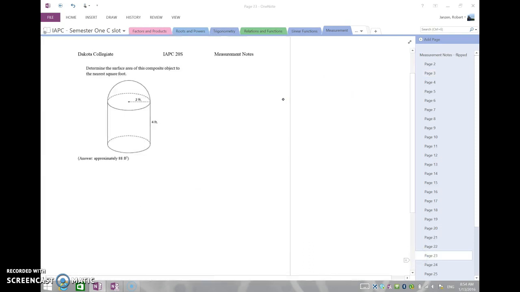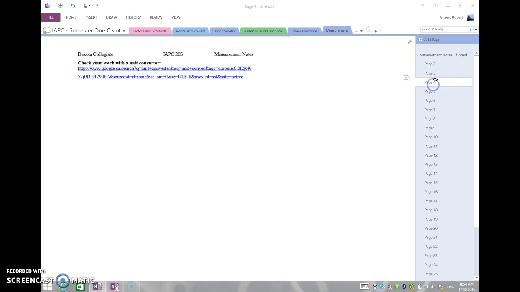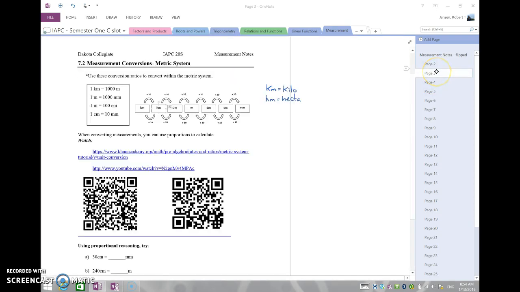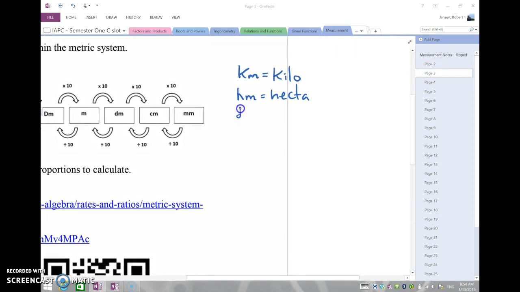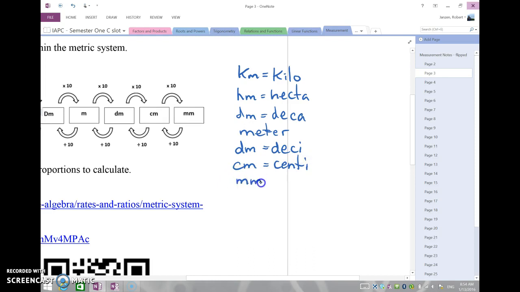We have the decameter, which has a prefix deca. And then we have the basic meter. This is your basic unit of measurement, no prefix on that. And then we have another one with a D, but this is the decimeter. Then we have the centimeter with the prefix centi, and the millimeter with the prefix milli.